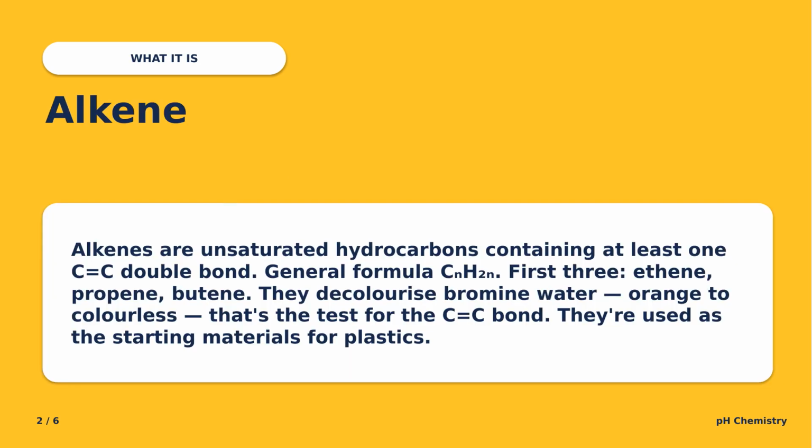Alkenes are unsaturated hydrocarbons containing at least one carbon-carbon double bond. General formula CnH2n, with the first three being ethene, propene, butene. They decolorize bromine water, turning it orange to colourless, and that's the test for the carbon-carbon double bond. They're used as the starting materials for plastics.